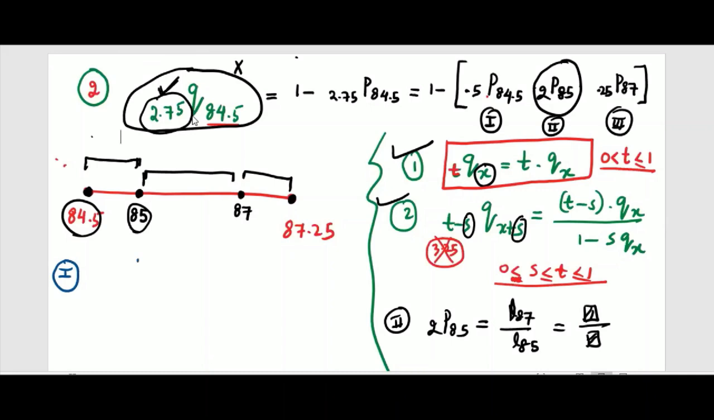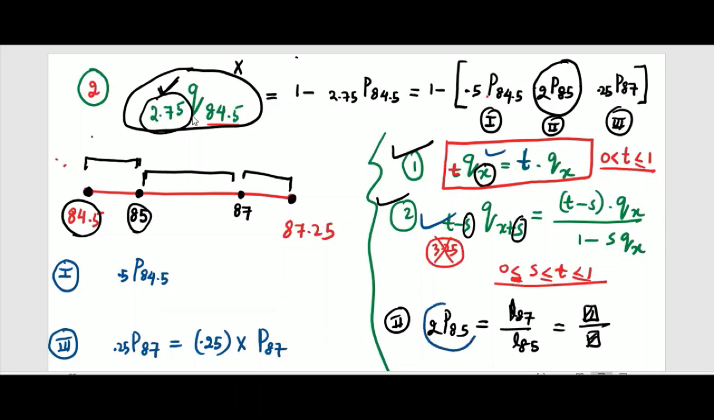1, P 84.5 to 85, 0.5. Now we have to use this one because we have a fraction here. However, when I find 3, we don't have a fraction here. 87 is there. So we can use this formula. 0.25. So we'll take out this T. We'll make it 0.25 and then P 87, which is wrong because the formulas are in Q.